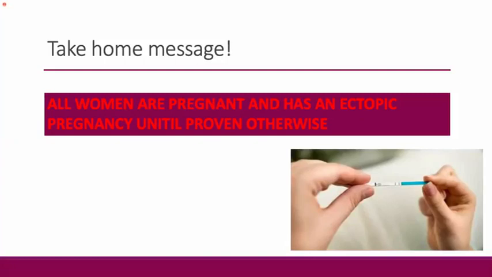So that is the important thing, right? Because there have been instances where we have missed this and patient has died. Because if you don't think about it and you don't test it, and it is a very simple test, just the urine HCG, urine strip test. If it is negative, you know that she's not pregnant, and you can go and find another cause, right? So all women are pregnant until proven otherwise.